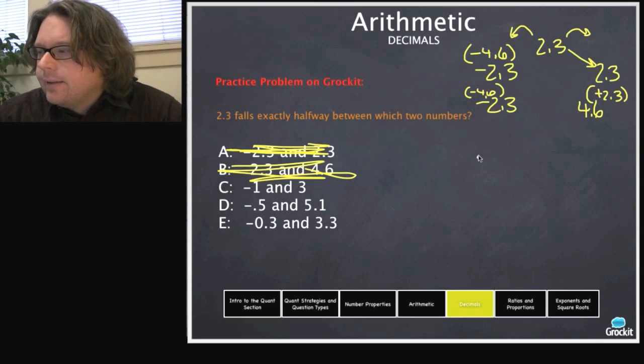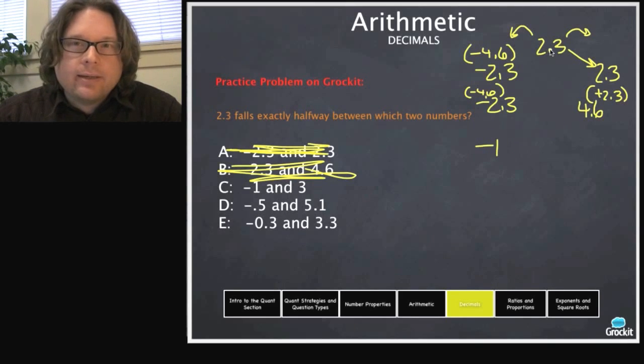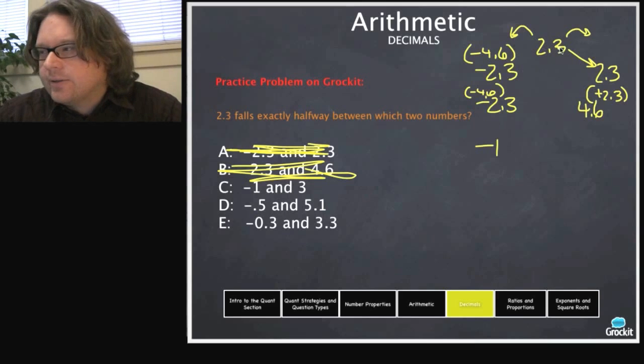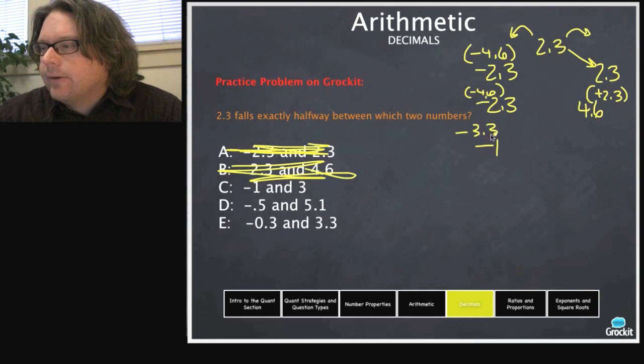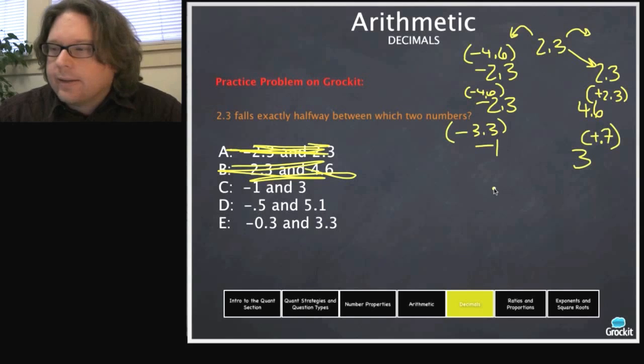Negative 1 and 3. So if we have negative 1 here, to get from 2.3 to negative 1, we need to subtract 2.3 and then subtract another 1 on top of that. So this is minus 3.3. And to get to 3, we just added 0.7. So still not there.